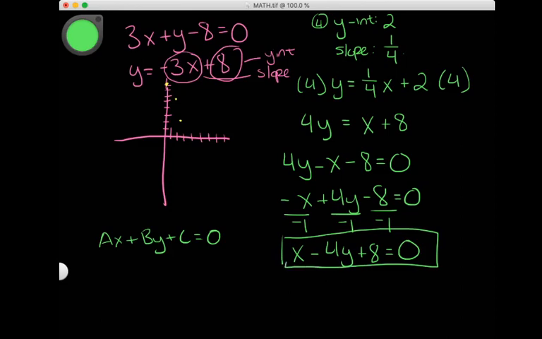Okay, so that's the next part of the question. So you've done identifying your y-intercept, identifying your slope, putting it into the equation of the line, which was y equals 1 over 4x plus 2, and then we've rearranged it into standard form. So those are all the parts of that question.